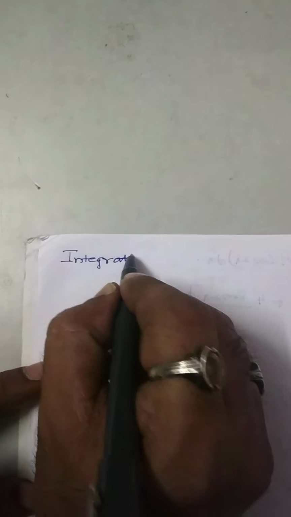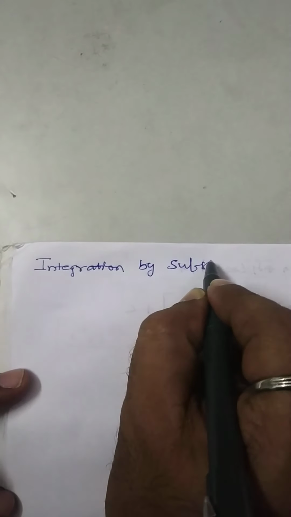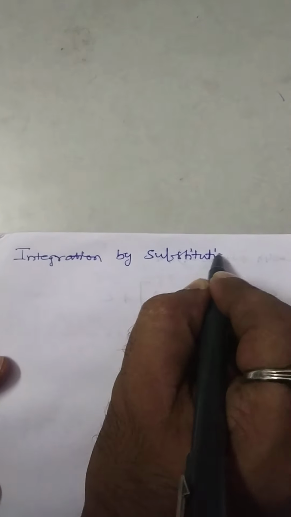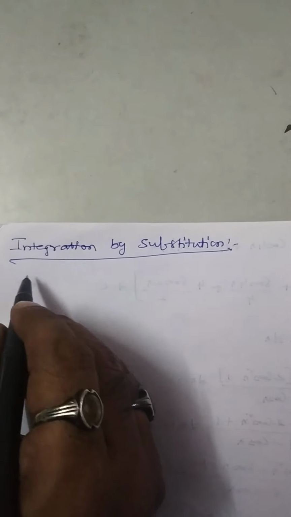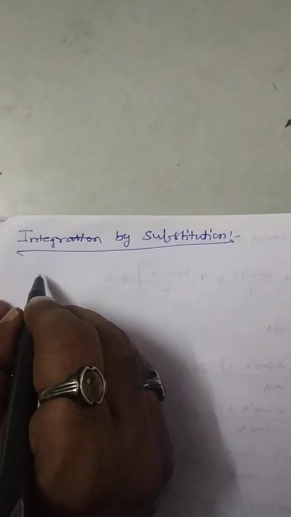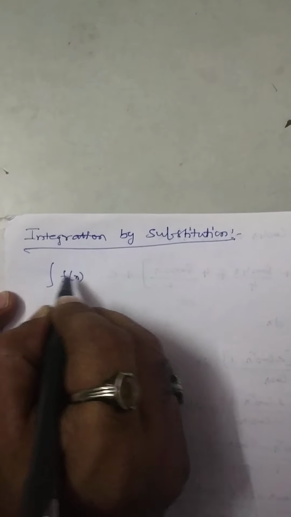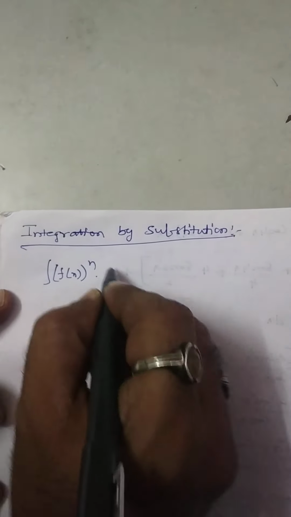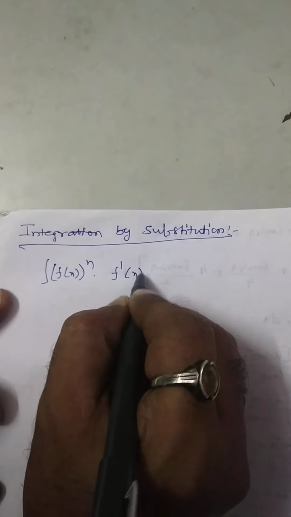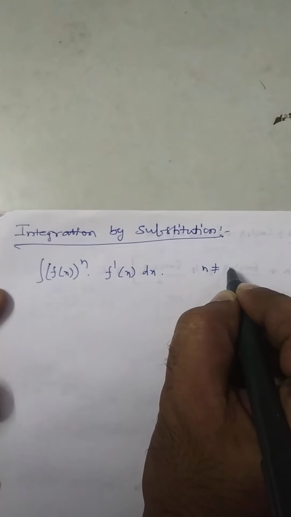Integration by substitution. Okay, so in this, generally what we have, suppose we have a function like this: integration of f of x whole power n into f dash of x dx. Suppose that here n is not equal to -1.